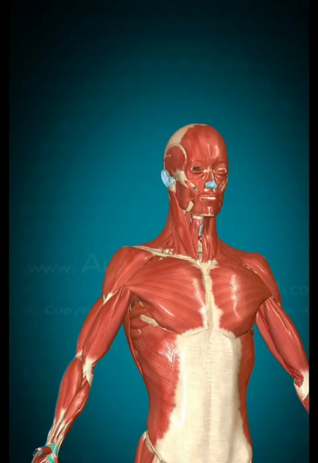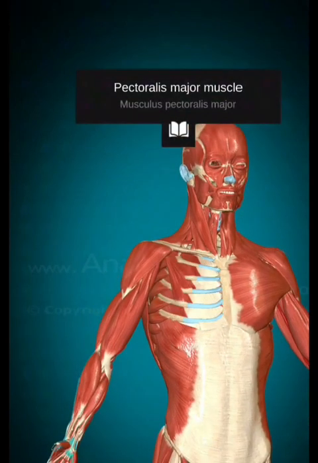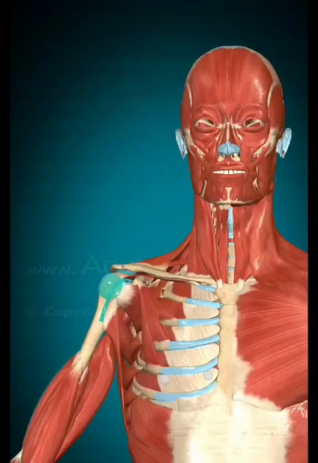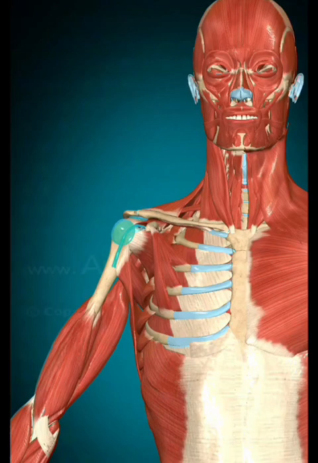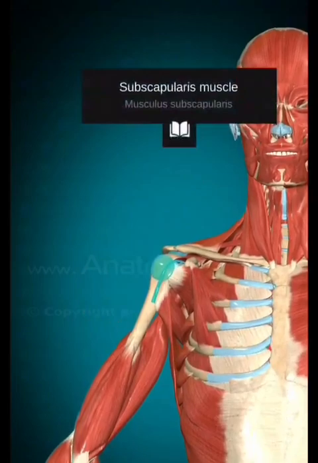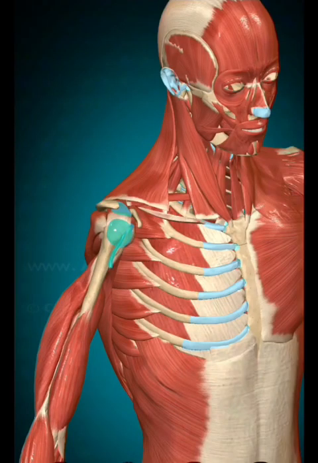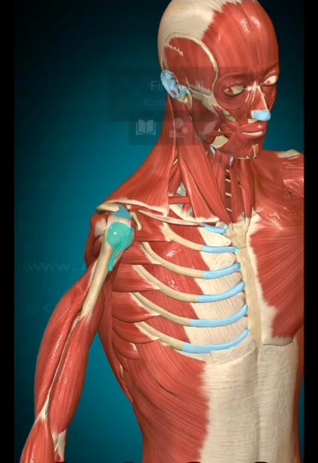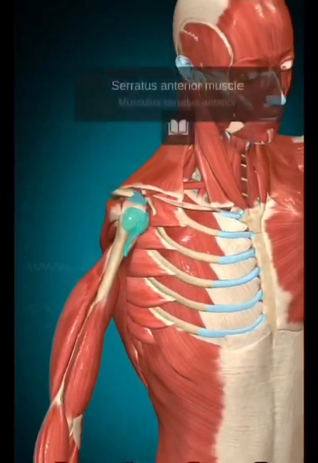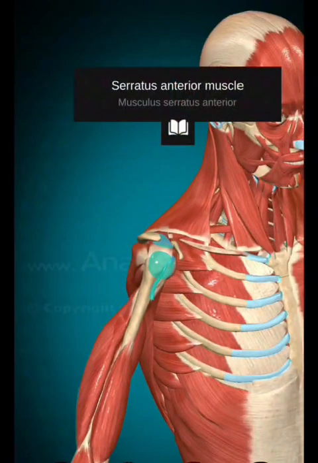Now, the anterior wall is formed by pectoralis major muscle, pectoralis minor muscle, and subclavius muscle. The posterior wall is formed by latissimus dorsi muscle, teres major muscle, and subscapularis muscle. The medial wall is formed by the upper four ribs, 1, 2, 3, 4, and sometimes 5, the serratus anterior muscle, and the intercostal space.